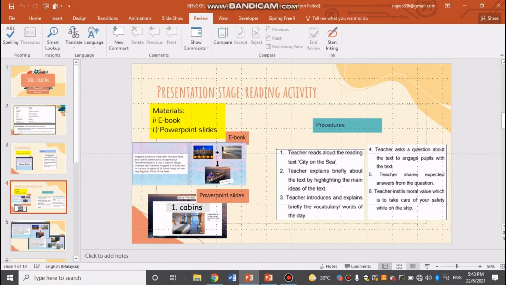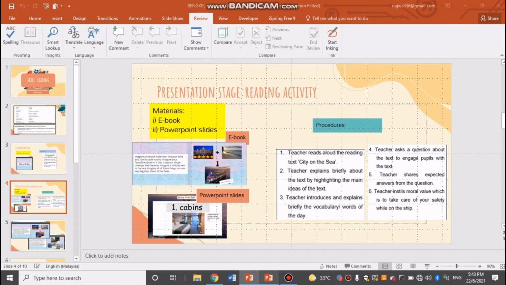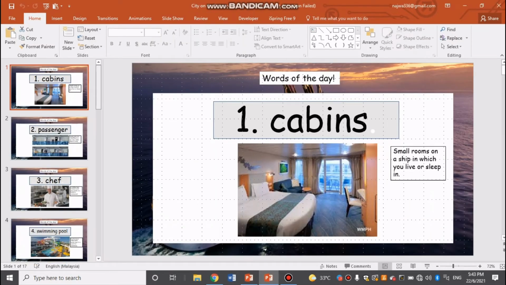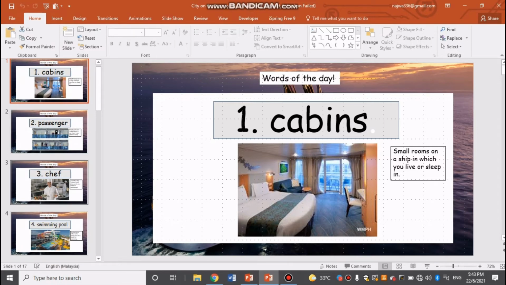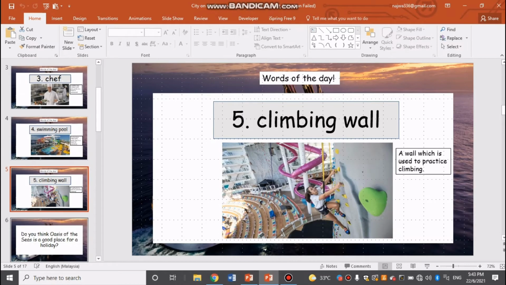Next, after the teacher reads the text, the teacher will introduce and explain briefly the vocabulary words of the day. So by using a PowerPoint slide, the teacher will introduce the highlighted words in the text such as cabin, passenger, chef, swimming pool. Providing a picture with the vocabulary will help the pupils remember better, because this is one of the efficient ways for learners to learn a new word, which is by looking at the picture and at the same time looking at the word.